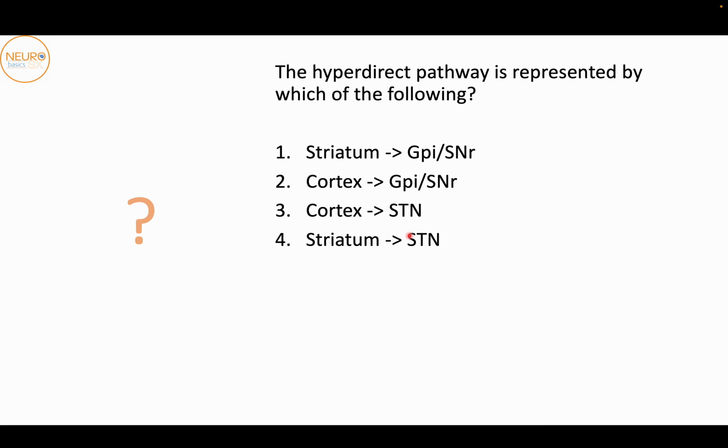Right. So a few questions, you can provide answers to this in the chat box. So the hyperdirect pathway is represented by which of these following pathways? From the striatum to the GPi-SNr, from the cortex to the GPi-SNr, from the cortex to the STN, or from the striatum to the STN?